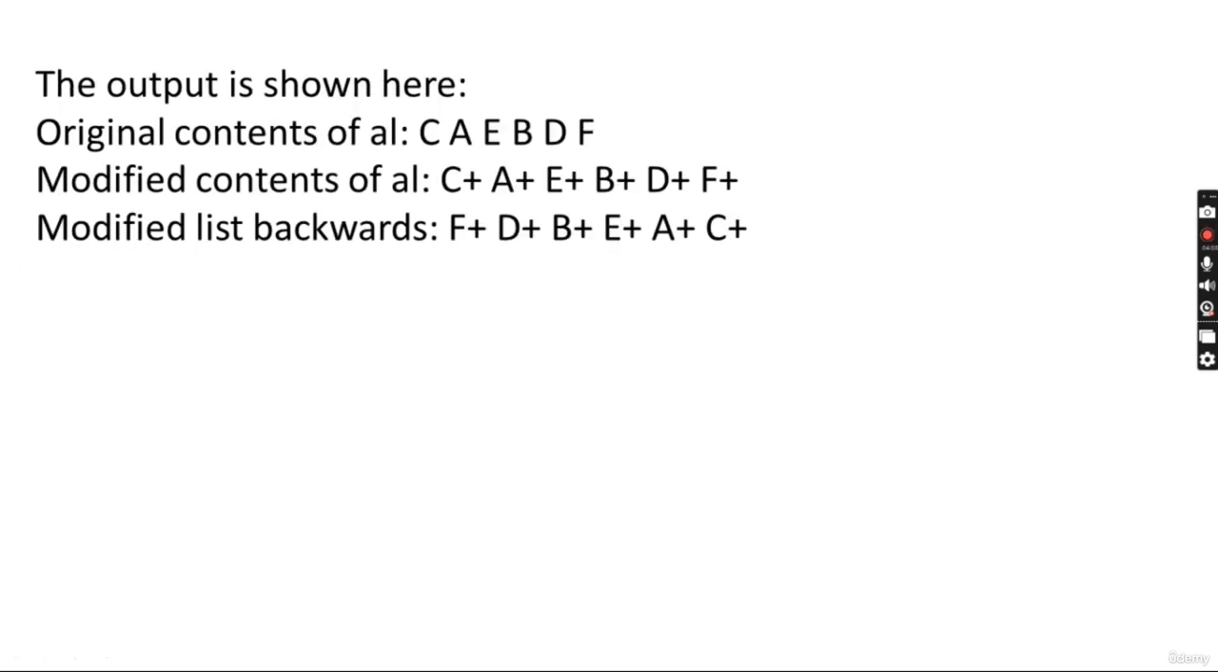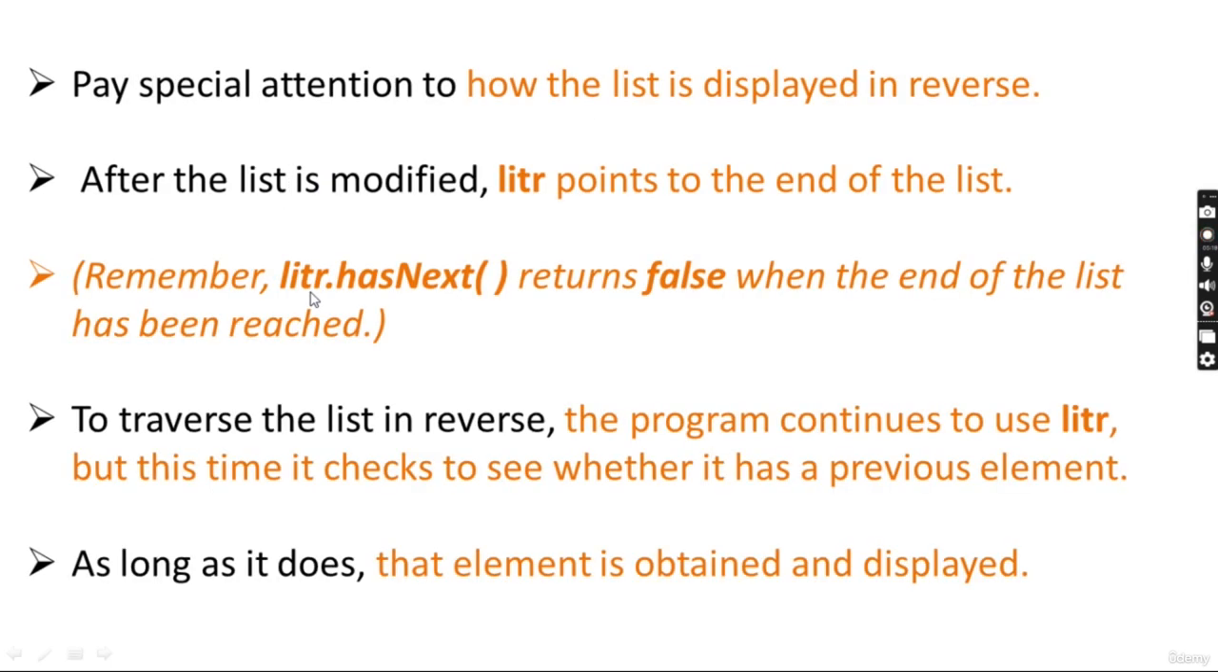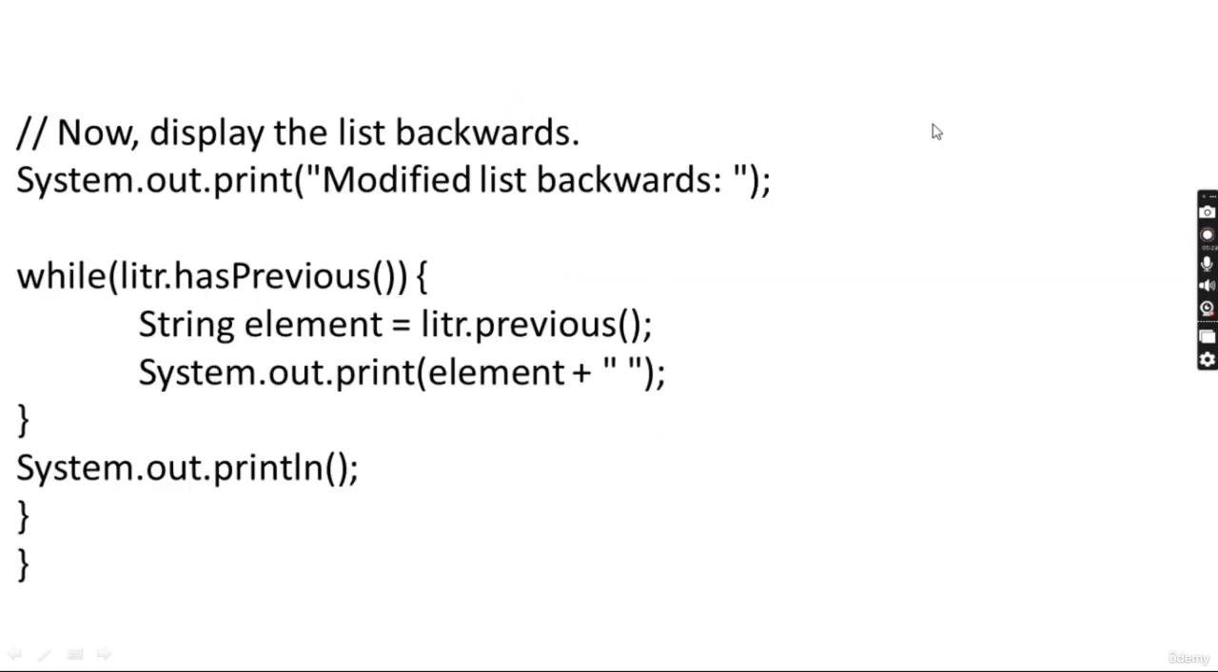Original contents are displayed: C, A, E, B, D, F. Using hasNext and modified by listIterator.set, we get the plus signs added. This is the modified content, and in the backward direction we iterated using the ListIterator interface, that is F, D, B, E, A, and C. This is how the list is displayed in reverse, using previous.